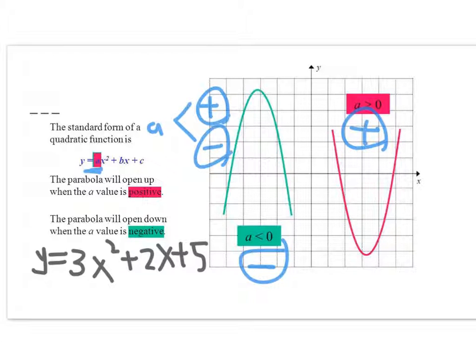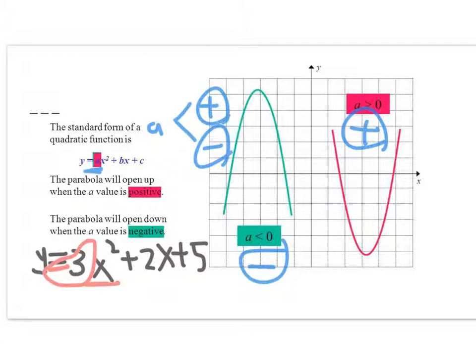Whereas, okay, what if instead of 3x squared, I have negative 3x squared? Well, then we know, because it's a negative number in front of x squared, it will be a downward parabola. So notice we don't really care about the values in front of x. For the sake of the parabola facing up or facing down, we are only concerned about the number in front of x squared.